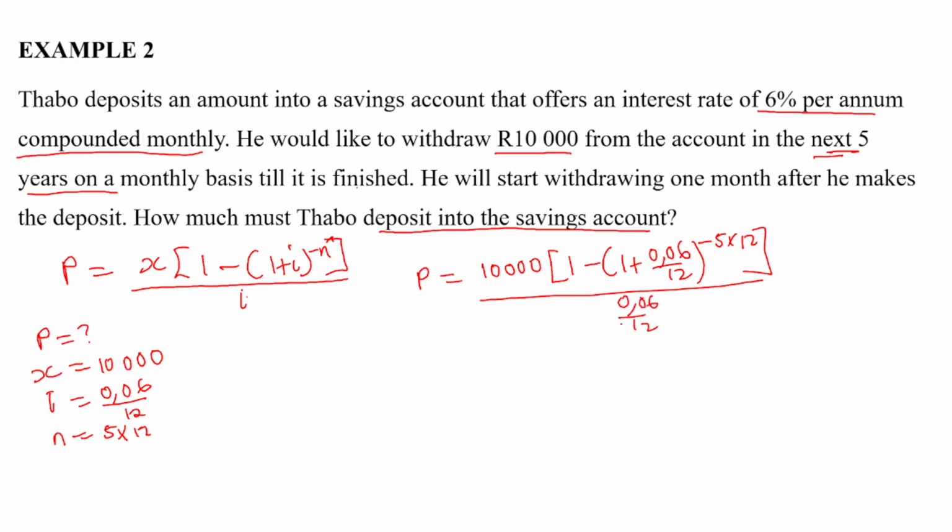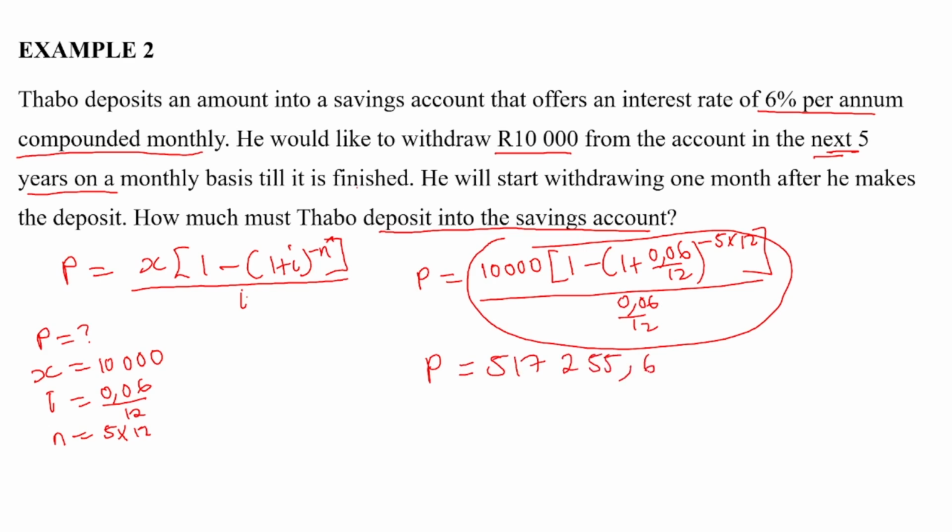0.06 over 12. You can manage to put this in the calculator as it is once, and then what we get? We get that P is equal to 517,255.6075, which is 517,255 rand and 61 cents to 2 decimal places.